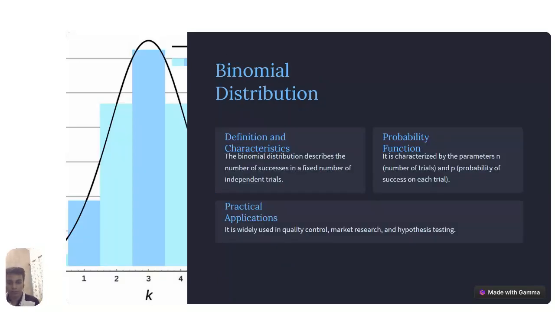Binomial distribution. Definition and characteristics. The binomial distribution describes the number of successes in a fixed number of independent trials. Probability function: it is characterized by the parameters n, the number of trials, and p, the probability of success on each trial. What are the practical applications of binomial distribution? It is widely used in quality control, market research, and hypothesis testing.